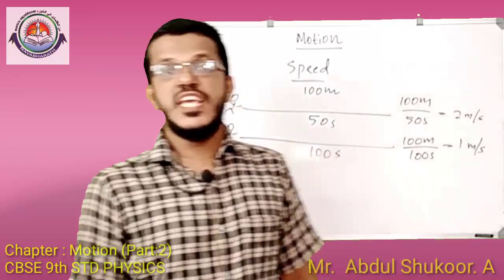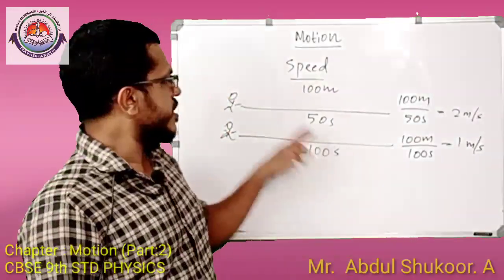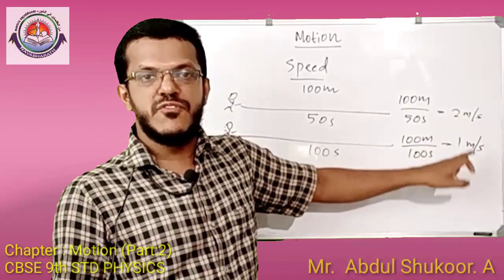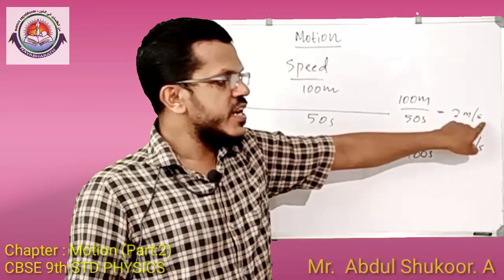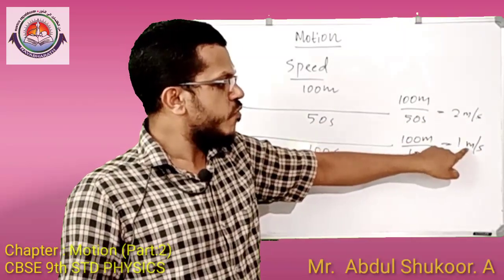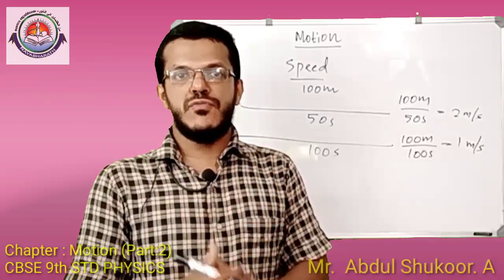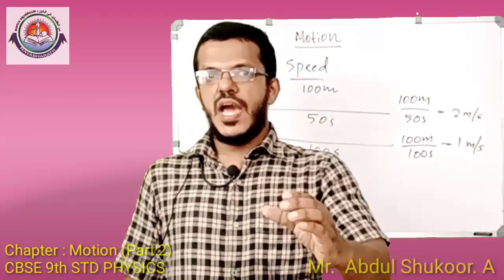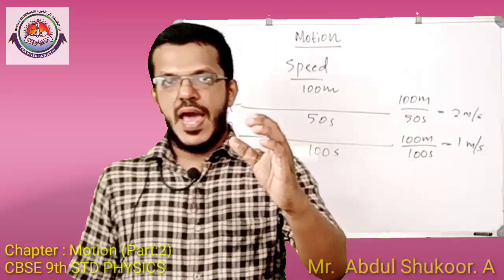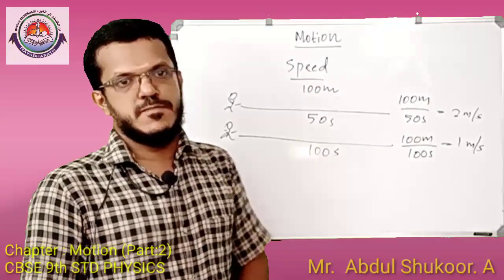Then whose speed is greater? That means your speed is greater than your friend's. You cover 2 meter in 1 second and your friend covers 1 meter in 1 second. That is the speed of the object. The distance traveled by an object in unit time, this quantity is known as the speed of the object.